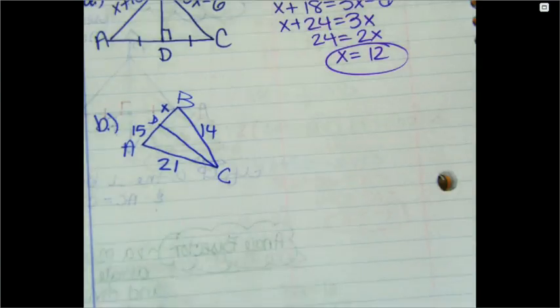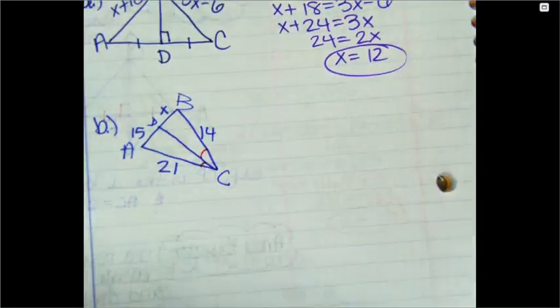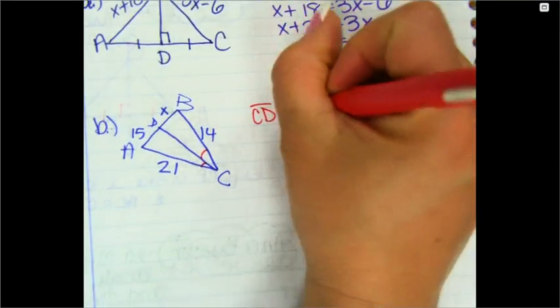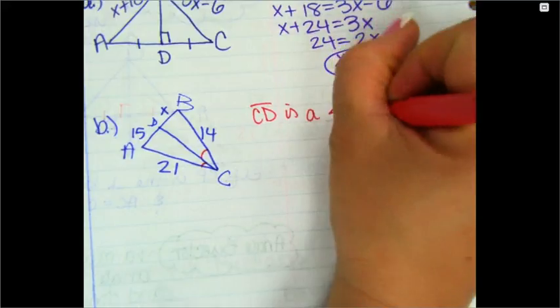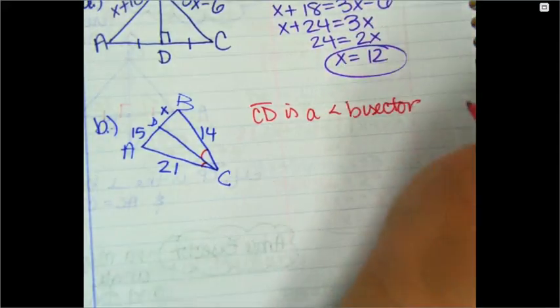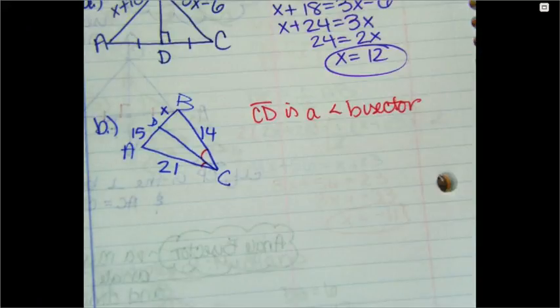What do we know? BD is over DA. What do you know? It's an angle bisector. So what do you tell me? Line CD is perpendicular. Line CD or segment CD? It's an angle bisector. We can't say it's perpendicular because I don't have 90 degrees.